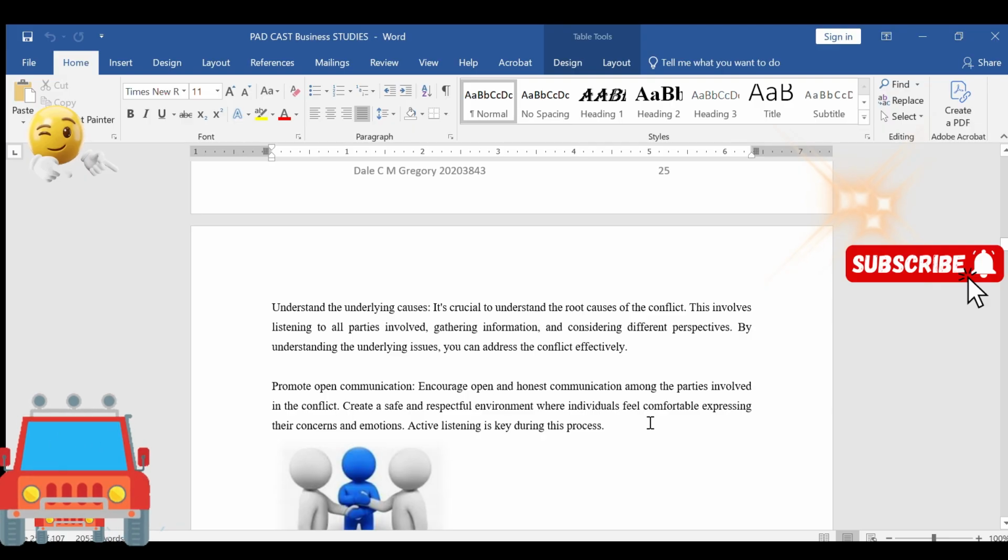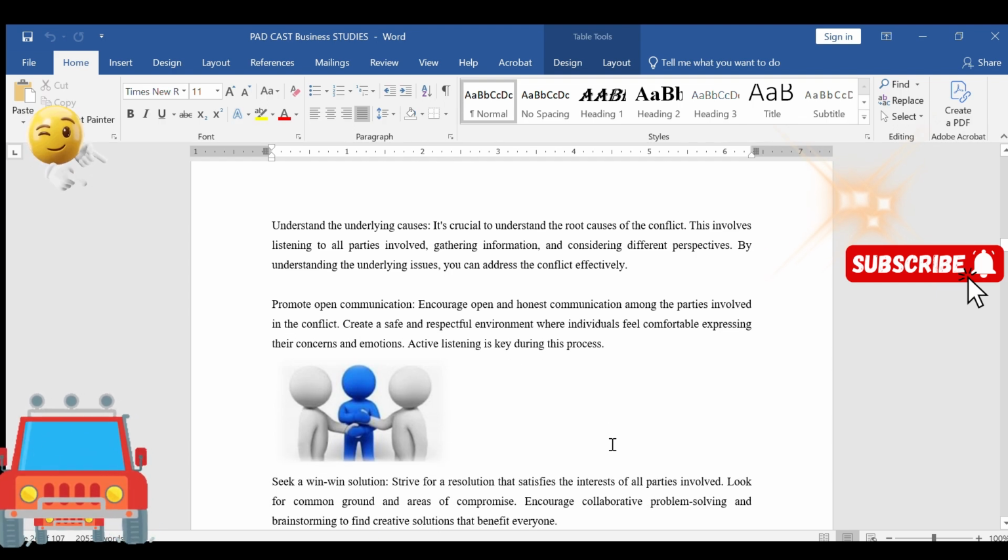Understand the underlying causes. It is critical to understand the root cause of the conflict. This involves listening to all parties involved, gathering information, and considering different perspectives. By understanding the underlying issues, you can address the conflict effectively.